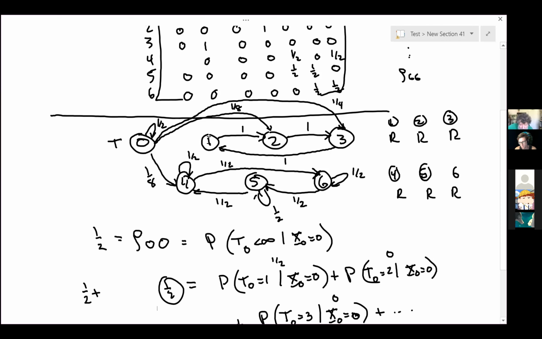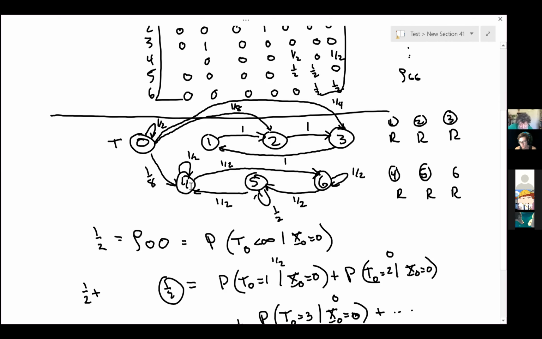So that means 1 is transient. Whoops, that means 1 is recurrent. But from what we said, you can make the same argument for 2 and 3, or you can notice that these all communicate with each other, so they're in the same equivalence class. So if 1 is recurrent, then the others are recurrent. So I labeled them all as recurrent.